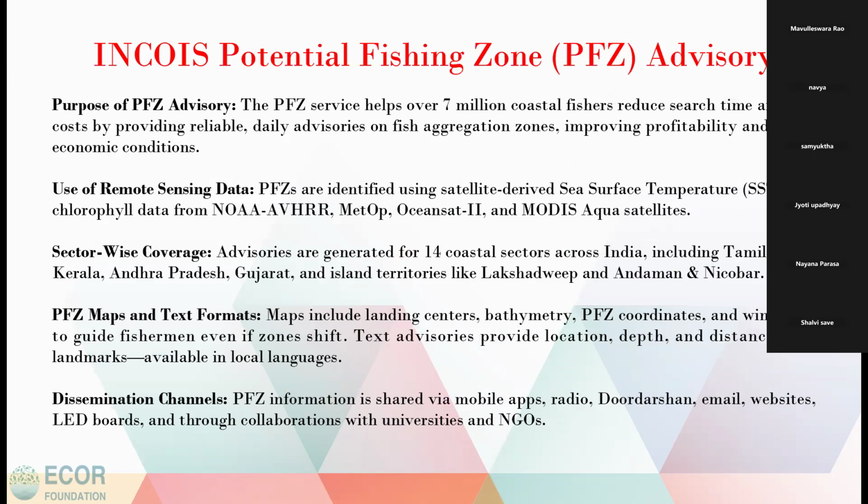So here comes the INCOIS, that is Indian National Centre for Ocean Information Services. The potential fishing zone advisory uses the satellite data on SST and chlorophyll to guide over 7 million coastal fishers across India. They reduce the search time and fuel cost with maps and text sent via mobile apps, radio, television, and local networks, which will boost sustainable fishing and livelihood.